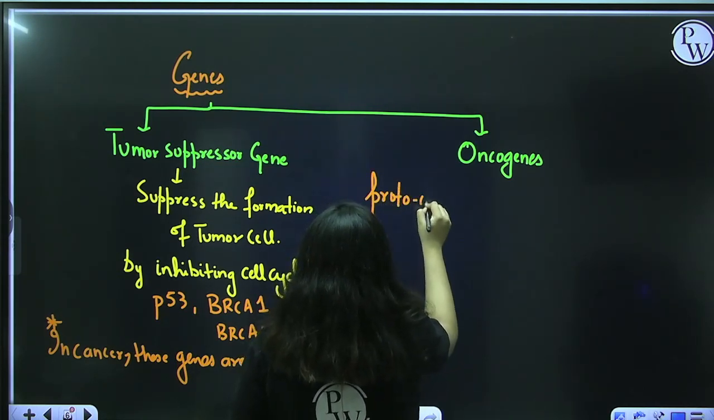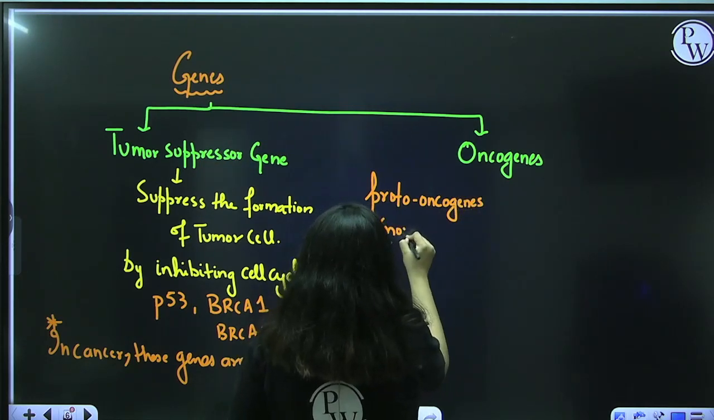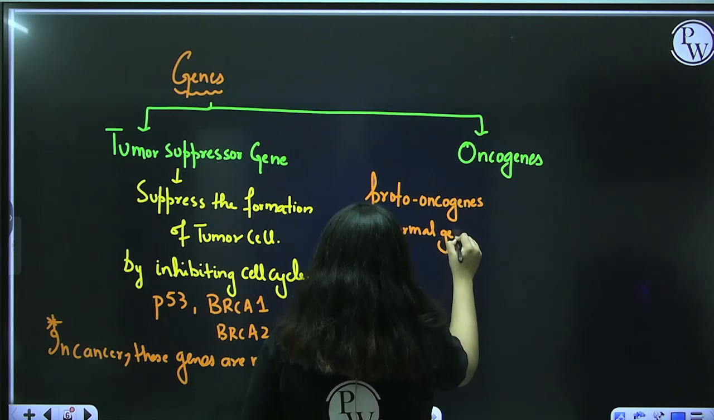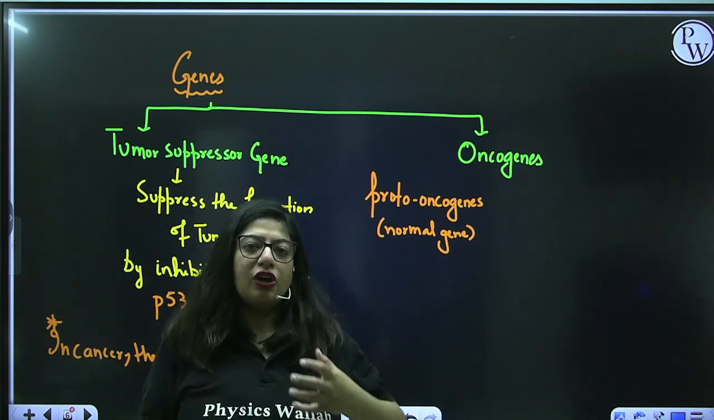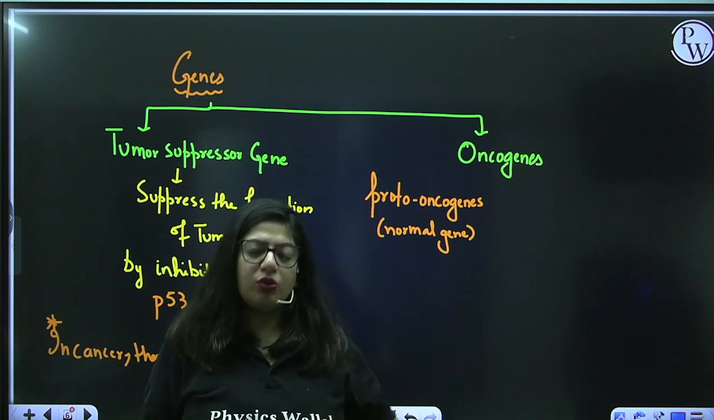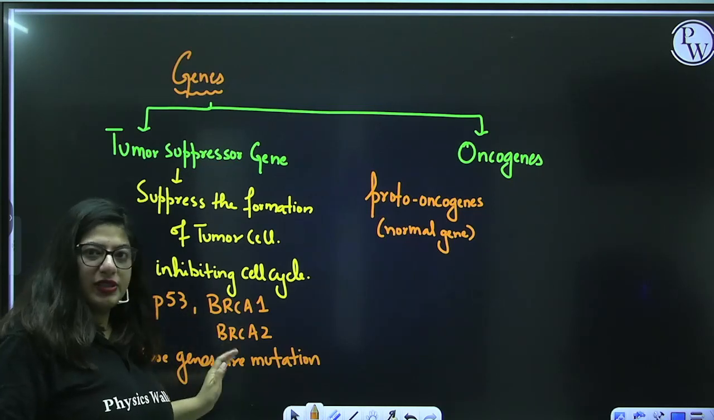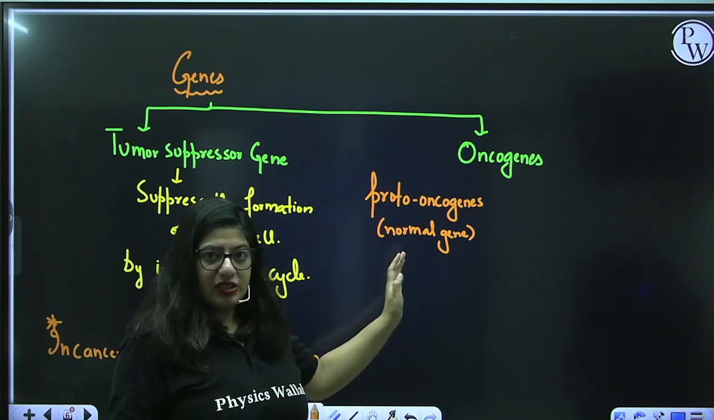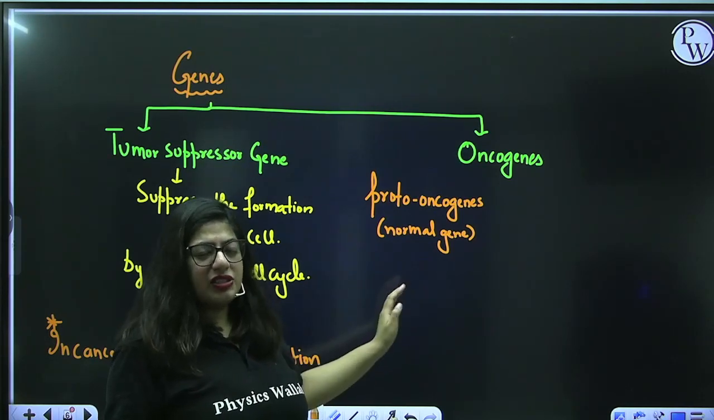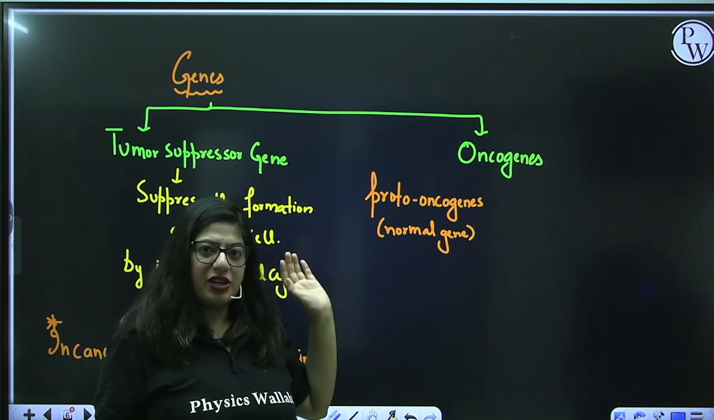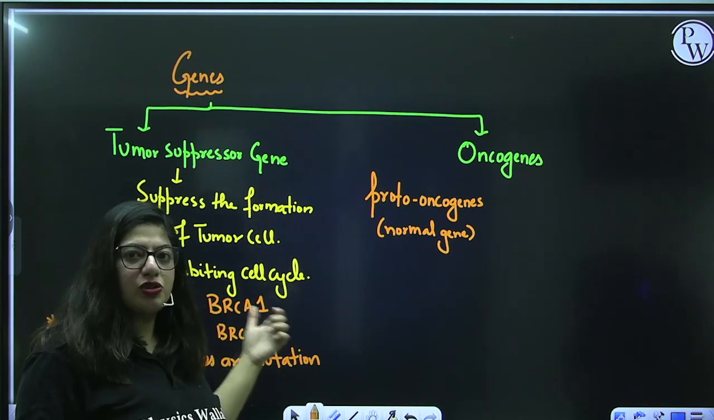Known as proto-oncogenes. These are normal genes of your body. Imagine these are the genes which are producing protein to start the cell cycle, to resume the cell cycle. These were the genes that were producing the protein to stop the cell cycle, and these are the genes that are there to start the cell cycle. But these genes are normally shut off. These are shut off by the proteins of these genes so that the cell cycle should not work.